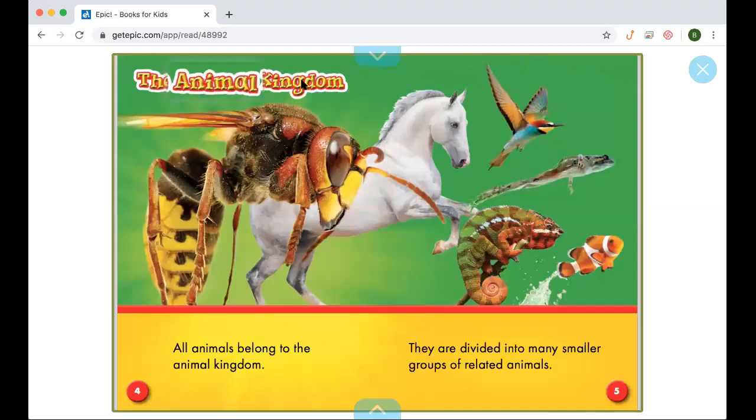The animal kingdom. All animals belong to the animal kingdom. They are divided into many smaller groups of related animals. So we've been studying animal groups, and those are the smaller groups that it's talking about. So we learn about birds, reptiles, amphibians, mammals, and then we're talking about insects this week.